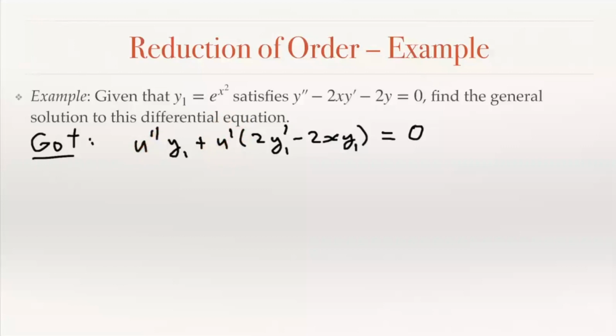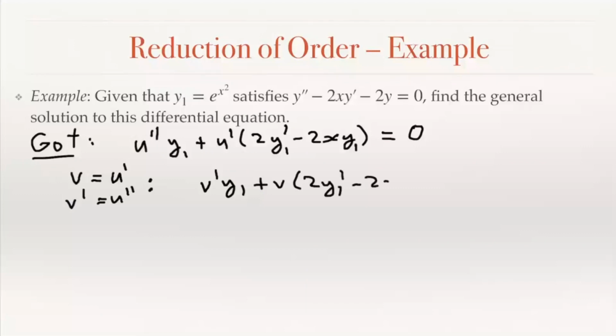So we can reduce the order, that's where the word comes from, by saying that v is u prime, and thus v prime is u double prime. And then what does this become? It becomes v prime y1, since u double prime is v prime, plus v times 2y1 prime minus 2x y1 is equal to 0. And that is first order.